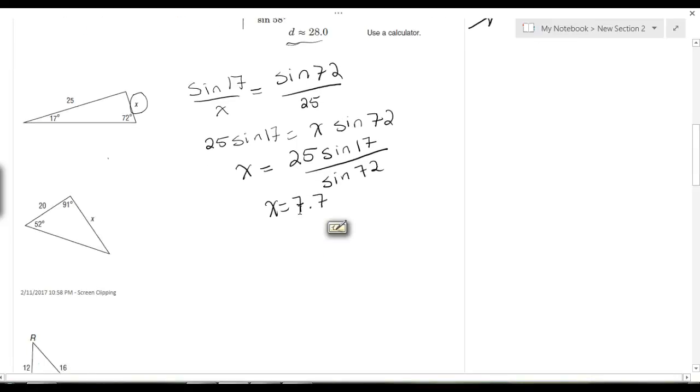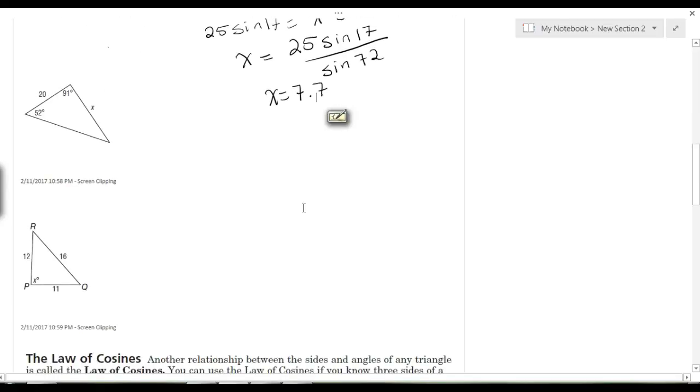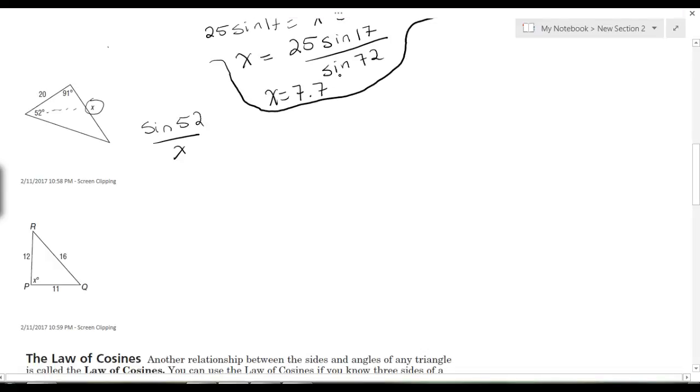So let's go ahead and scroll down a little bit to do our next problem, our next two problems. So here we're looking for a side again. We have the angle opposite that side, so we can go ahead and start with that. So sine of 52 over x. I'm just going to go ahead and draw in a line here so that our work doesn't get confused. Equals, the other side I know is 20, so I'll put in my other side, but I don't know the angle across from that side. So we'll do some quick math.